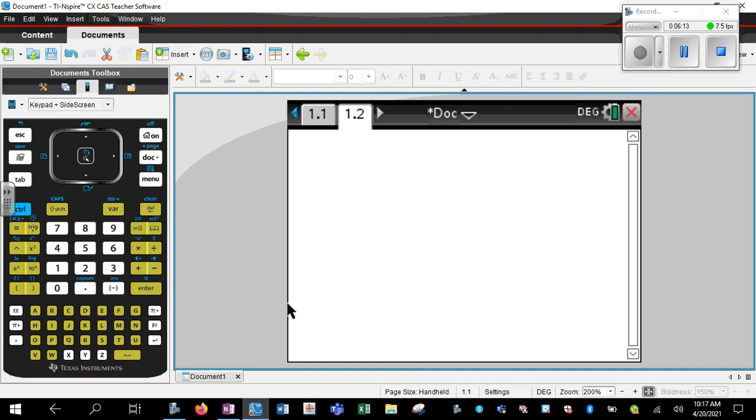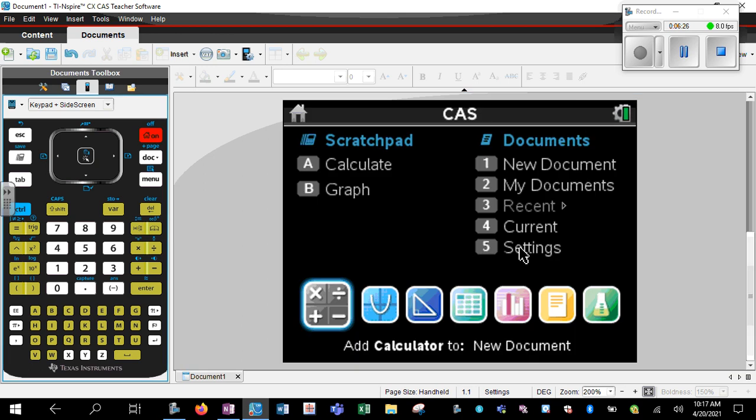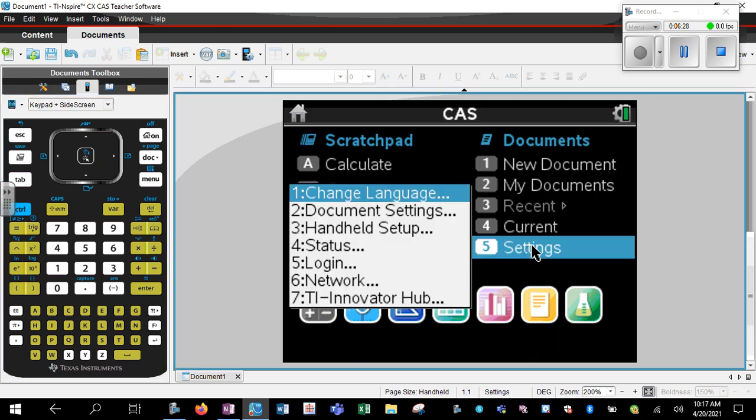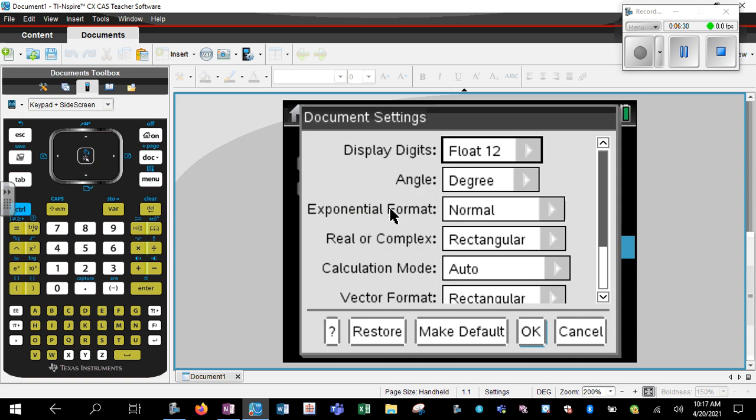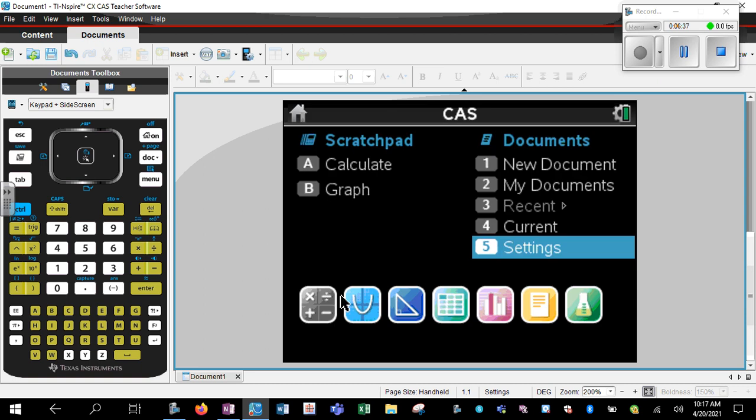Okay, first thing you're going to check on your calculator is to make sure that you're in degree mode. See, I'm pointing up here, it says DEG. I know that I'm in degrees. If you're not, you come over here to the home, you go to number 5 settings, number 2 document settings, and you make sure that this angle is in degree form. Make it your default so it stays set in degrees.